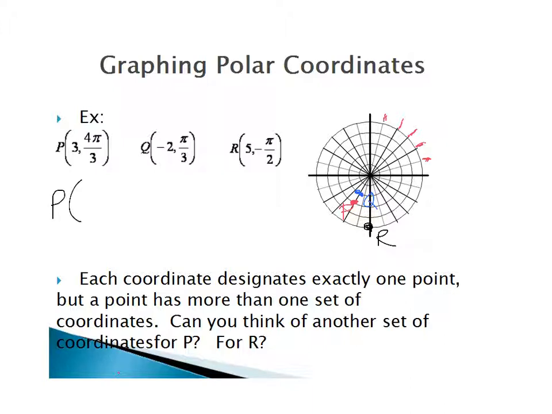I could have gone just to pi over 3. I kind of sometimes think of that backwards. I think of the angle first and then decide if my r value would be positive or negative. Instead of it being this positive 3, I could make it a negative 3, and it would land in this same spot right here. Different set of coordinates, same point. All right, you do that for r. See if you can come up with another set of coordinates for r that are different than this, but would still land right there. I'll give you a minute to think of it.